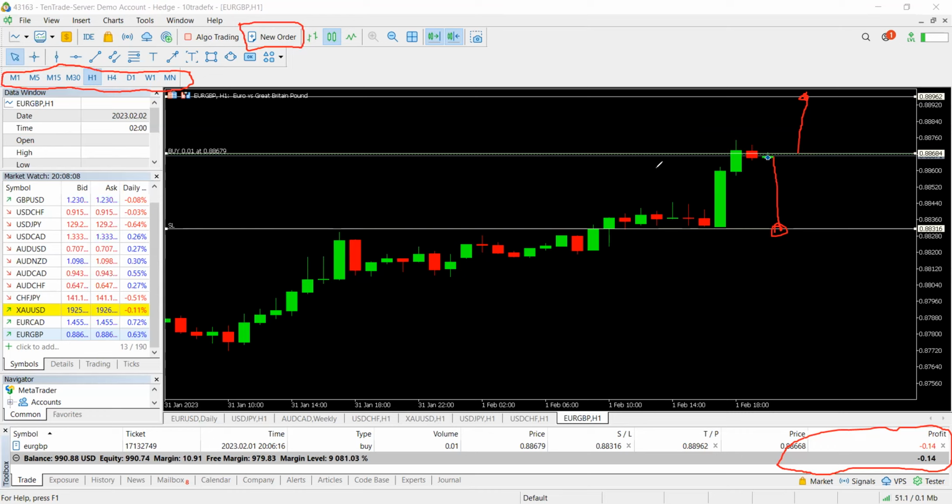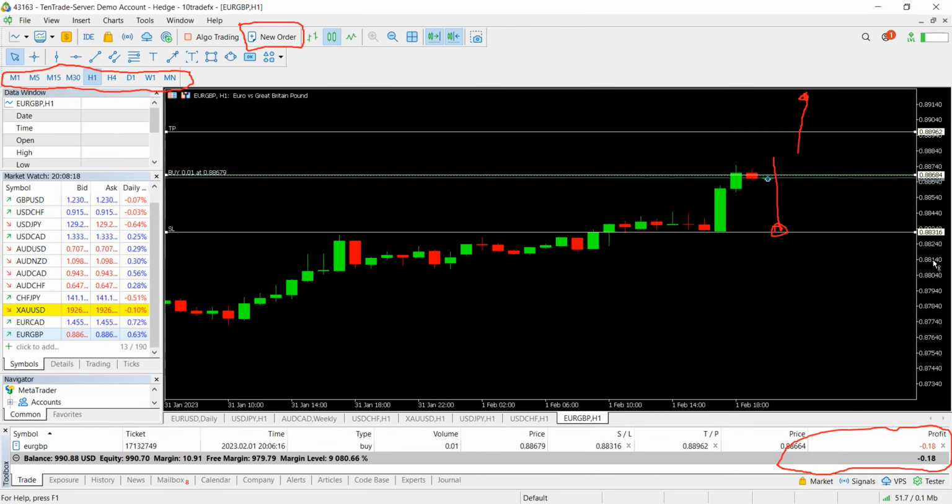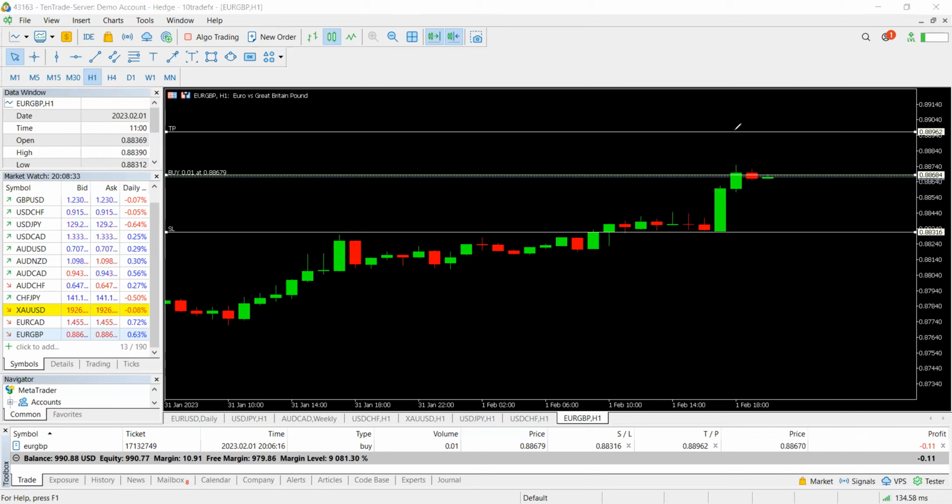Okay. So let's do another example for a sell scenario. So I'm going to sell. Let me use the same parameters for a sell. So I click on new. Let me delete all of this. So I want to sell.